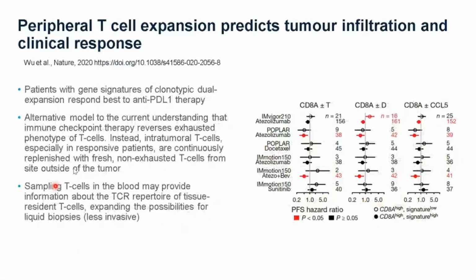Patients with the gene signature of clonotypic dual expansion responded best to anti-PD-L1 therapy, an alternative model to the current understanding that immune checkpoint therapy reverses the exhausted phenotype of T cells.